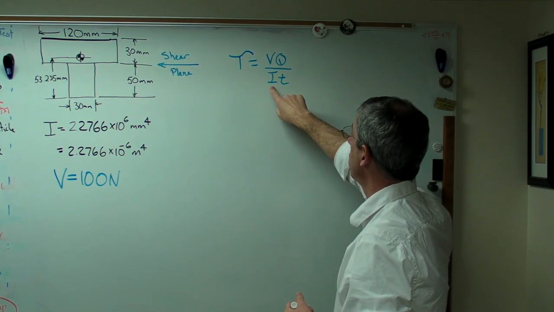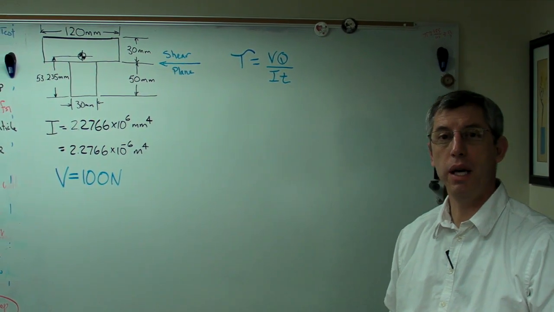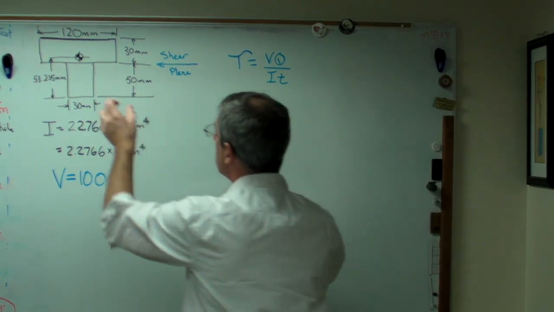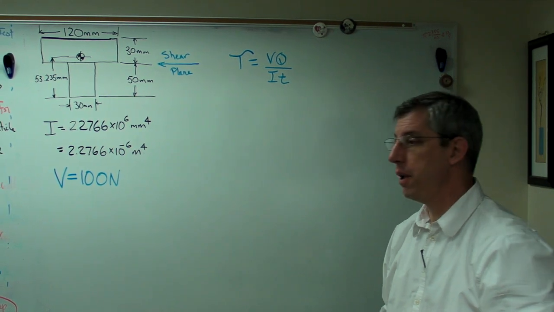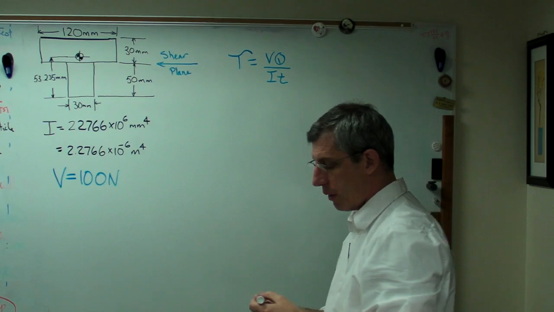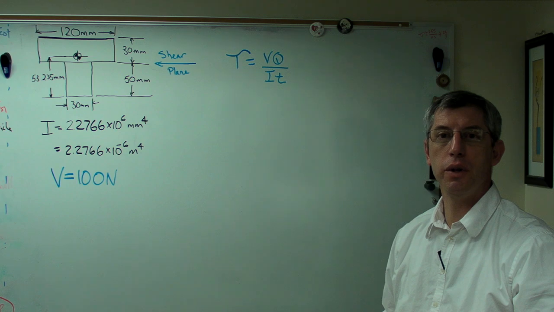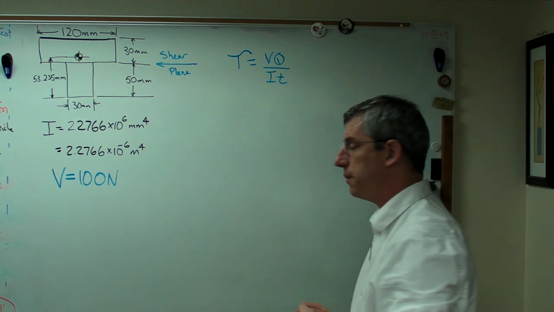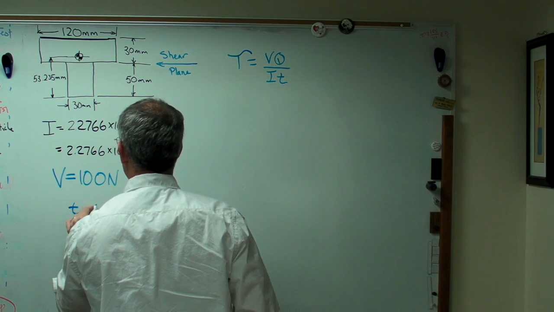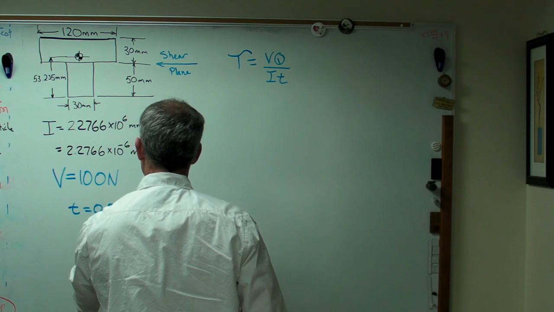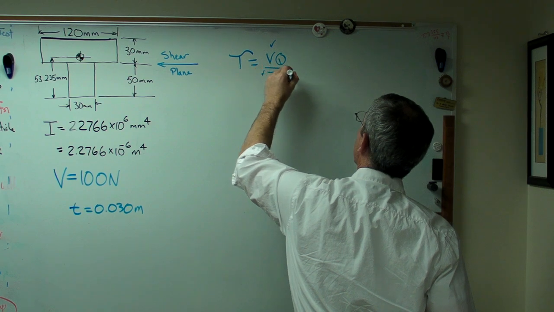The area moment of inertia is something we've calculated already. T is the width of the beam at the shear plane. We're interested in the shear across that segment right there, so our value for T is going to be 30 millimeters. Now let's work everything in meters and newtons. I found that if I do that up front, I tend to make fewer mistakes. So we're going to say that T equals 0.030 meters. So far we've got V, we already knew I, we've got T.